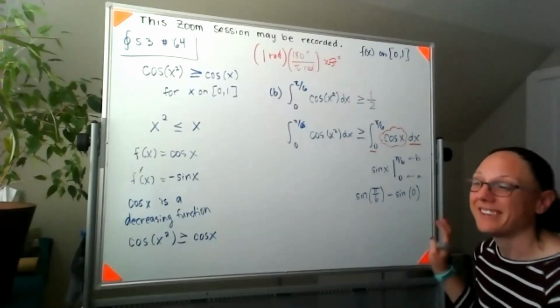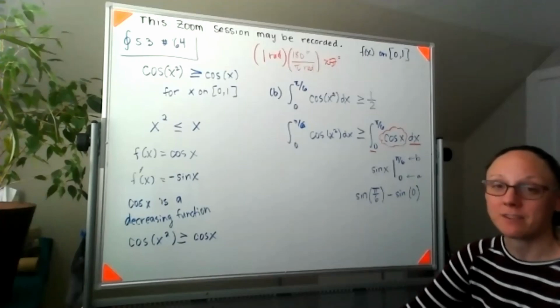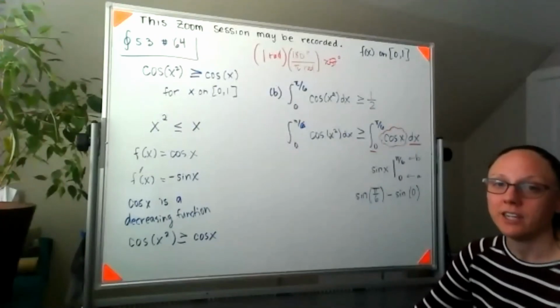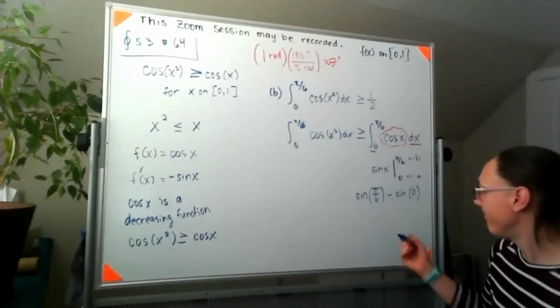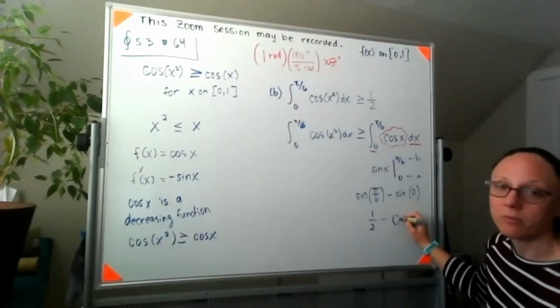While this is technically a correct answer, Dr. Dedell will definitely expect you to have all the special angles from the unit circle memorized, which means you need to know that sine of pi over 6 is 1/2. And that sine of 0 is 0.